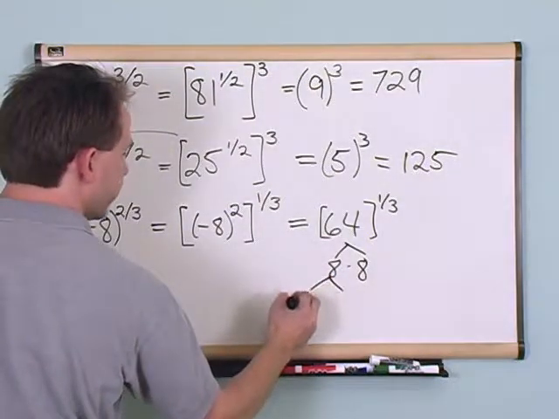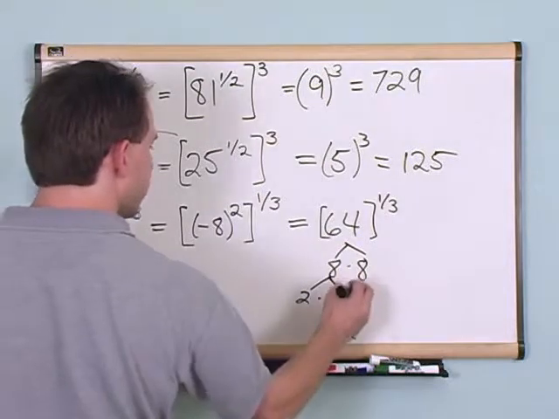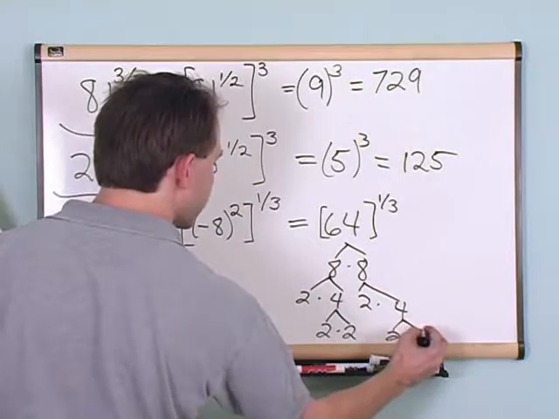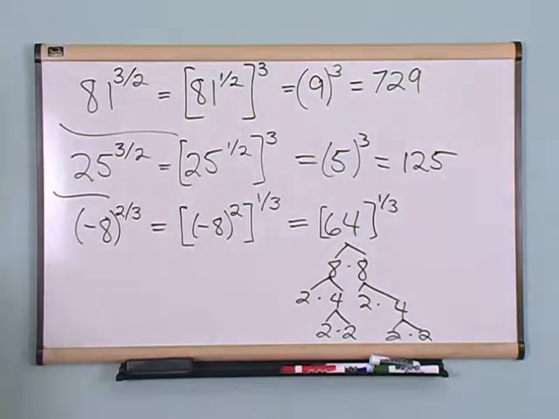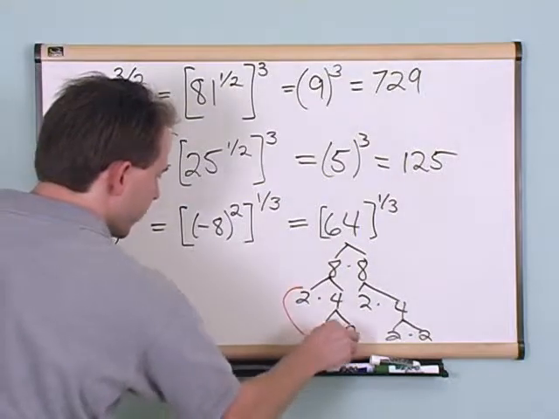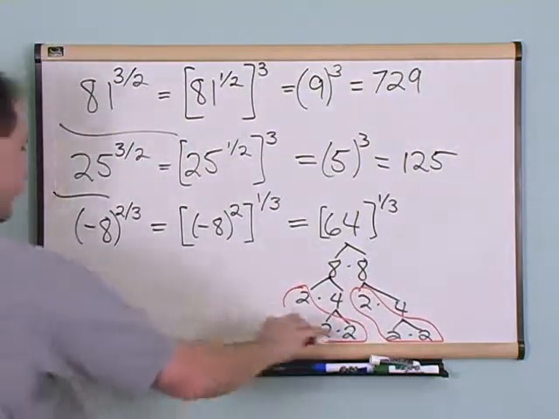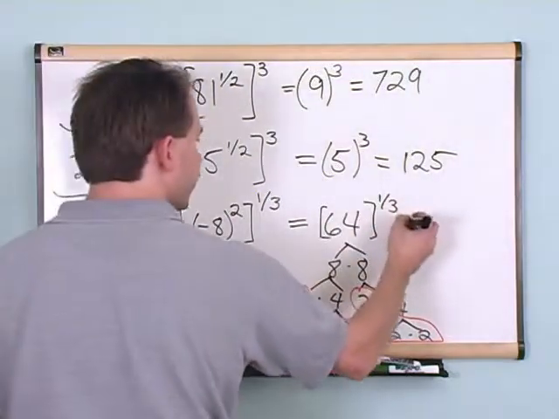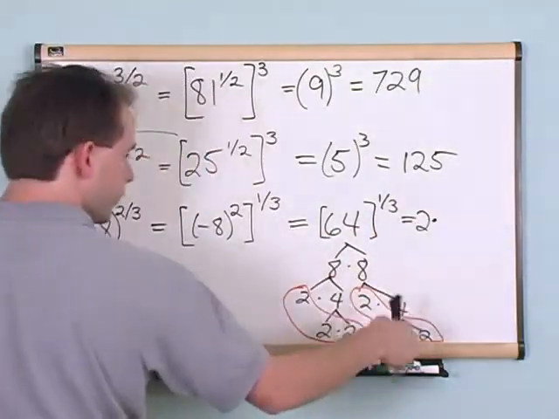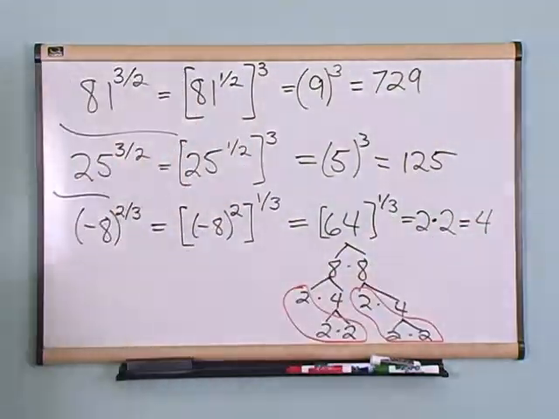And 8 is 2 times 4. 4 is 2 times 2. Again, 8 is 2 times 4. 4 is 2 times 2, like that. And it's a cube root, so what I'm looking for is groups of 3. And I found one here, and I found one here. So I've got 2 groups of 3. So this is going to equal 2. I'm going to take this 2, I'm going to pull it out, times this 2 I'm going to pull out, which equals 4. 2 times 2 is 4.